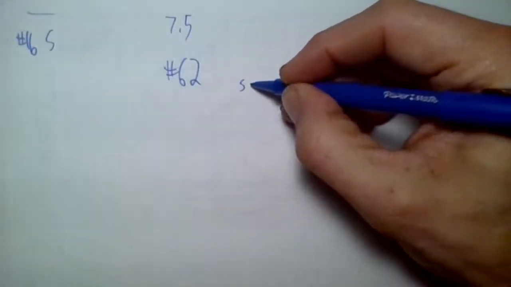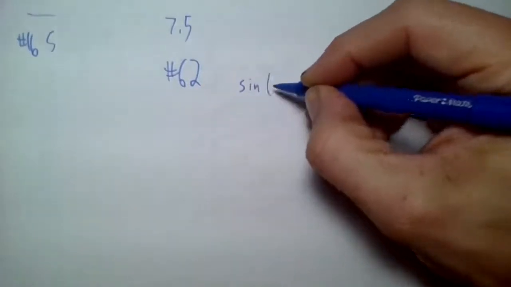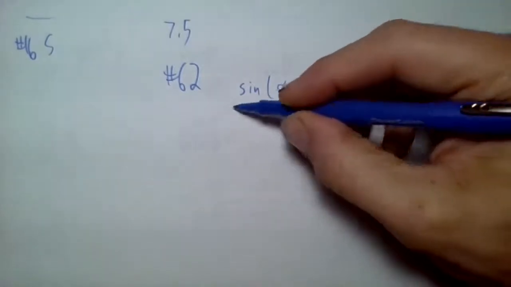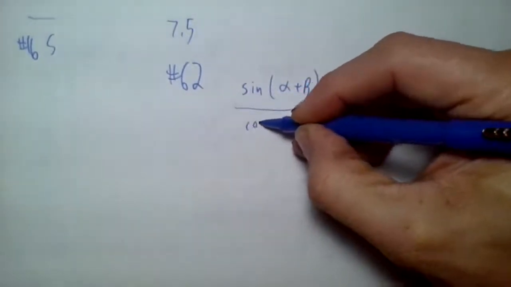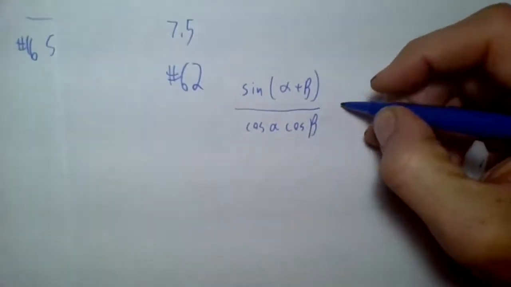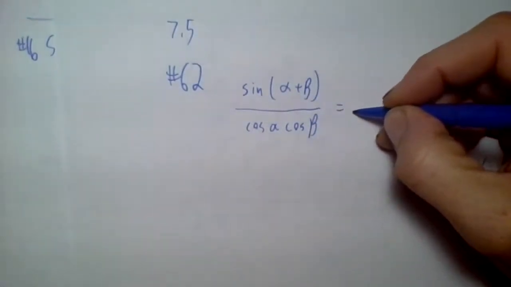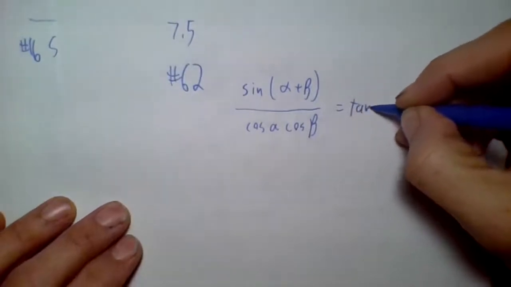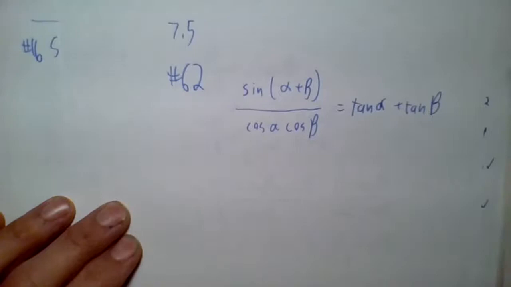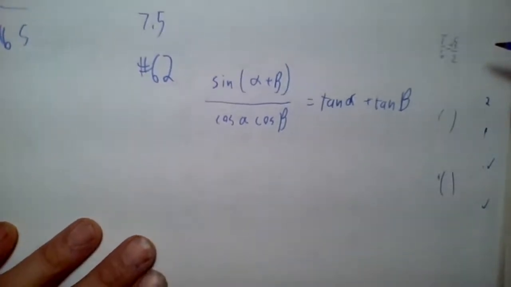We're trying to establish the identity, or verify the identity, the sine of alpha plus beta over cosine alpha cosine beta is supposed to equal tangent alpha plus tangent beta. Whoa.